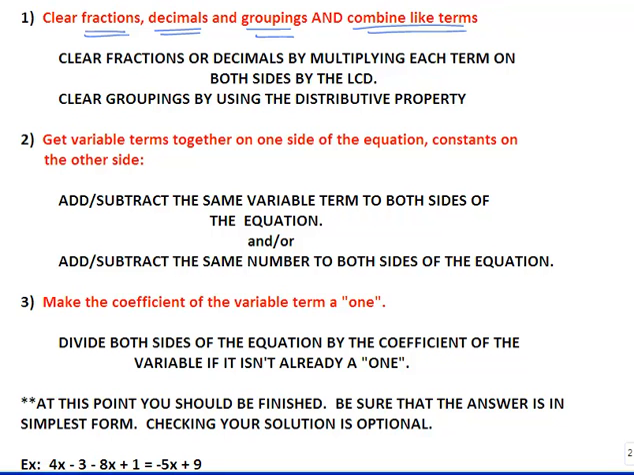Step 2, once it's cleaned up, then you're going to get your variables on one side, and you're going to get your constants on the other side. And we do this by adding or subtracting terms to both sides. You want to make sure you do it to both sides of the equation to keep the equation balanced. Step 3.